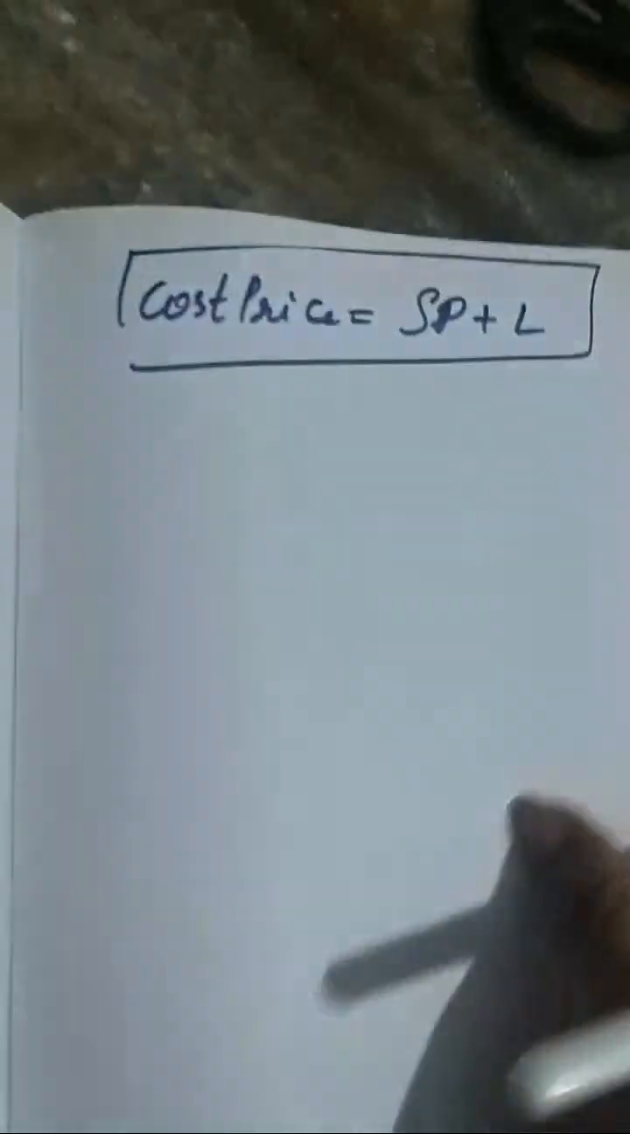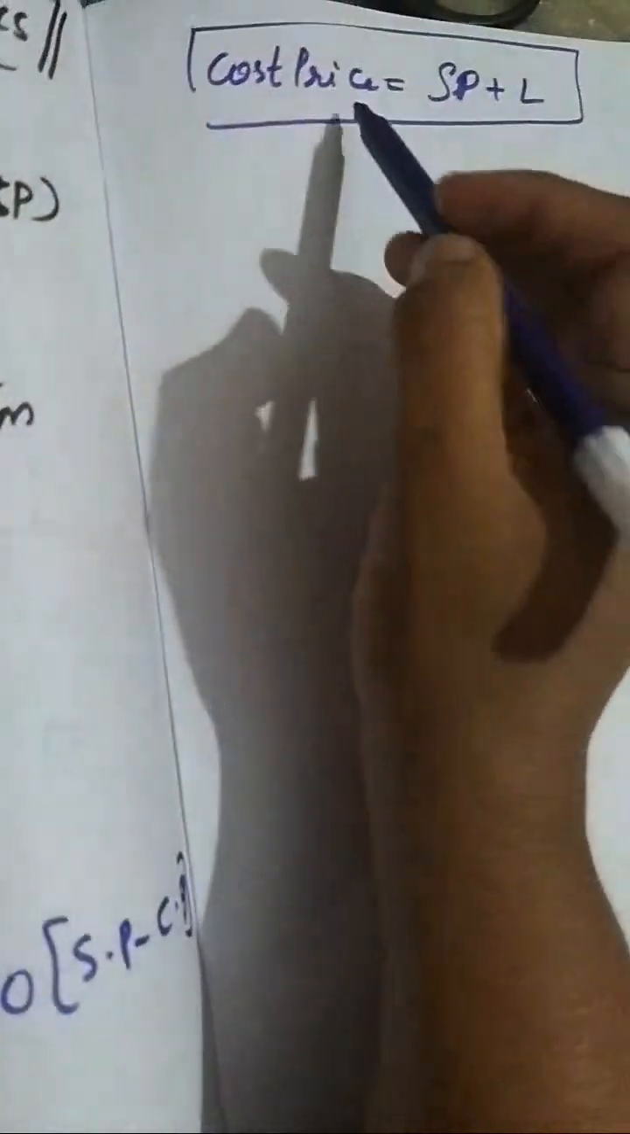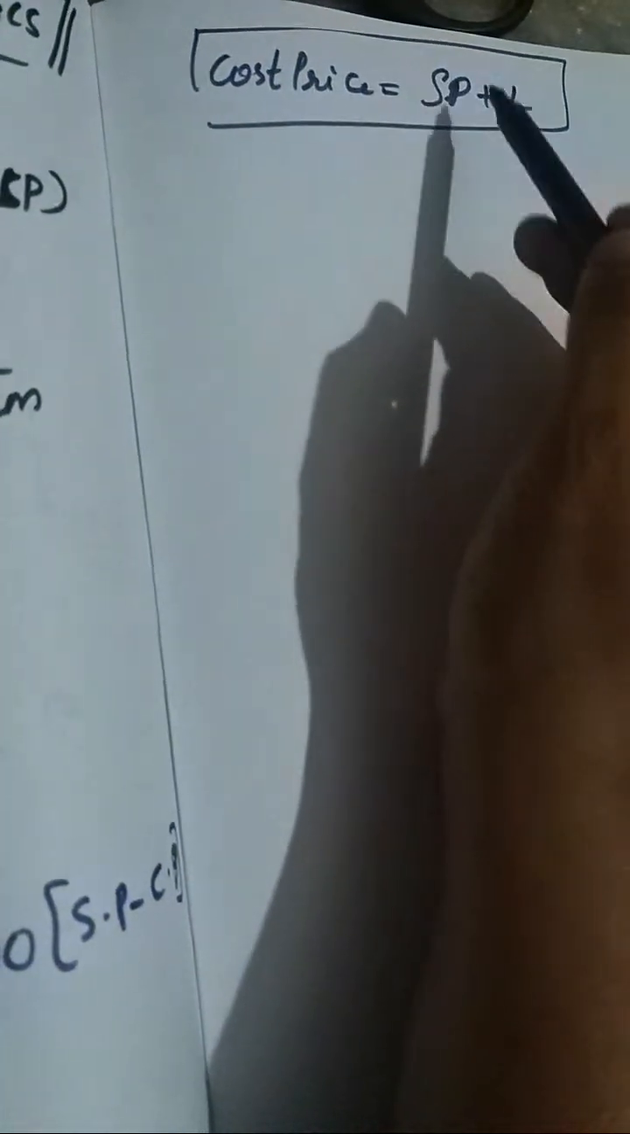Now, how will you find the cost price of an item? If the loss or profit is given, we can find the cost price. We know that cost price is given as selling price plus loss. If we have the selling price amount and the loss amount, then we add them and we get the cost price value.